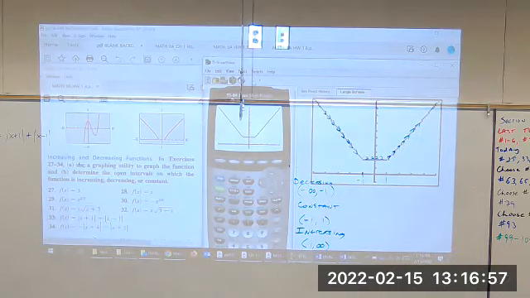You have to be able to read the graph and interpret the question and information, and then be able to give that information to somebody else. Here's my graph. On this graph, it's decreasing from -infinity to -1. It's constant from -1 to 1, and then it's increasing from 1 to infinity. Okay? That's all you're supposed to do.